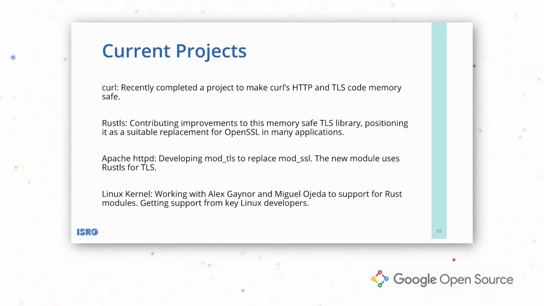Then I learned about some work that Alex Gaynor and Miguel Ojeda had been doing, and it was so impressive. They figured out how to build modules in the Linux kernel in Rust. So primarily we're thinking about drivers here, but someday it could be other parts of the Linux kernel. They had written a lot of the code. They managed to get really great feedback from the Linux kernel community. It's just so impressive to watch what these two have done, and we're really excited to support them.